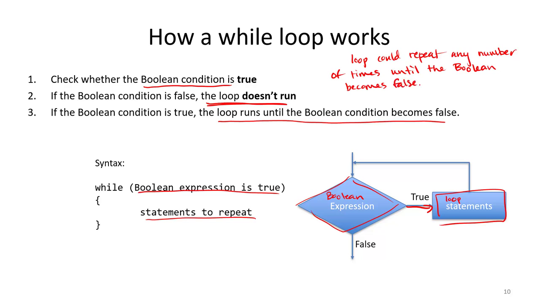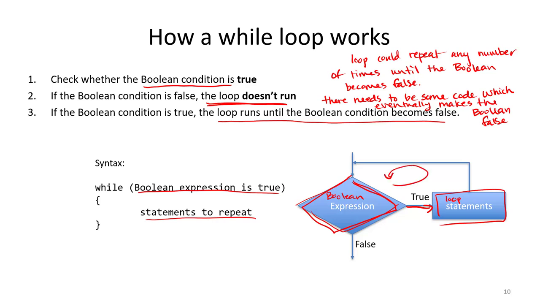And also, we know that there needs to be some code inside our loop which eventually makes the Boolean false. Otherwise, if there's no code in our loop that makes this become false, then we will just keep looping around endlessly in a while loop.